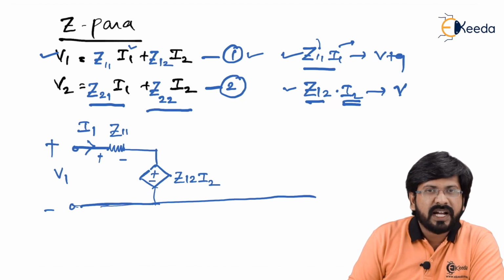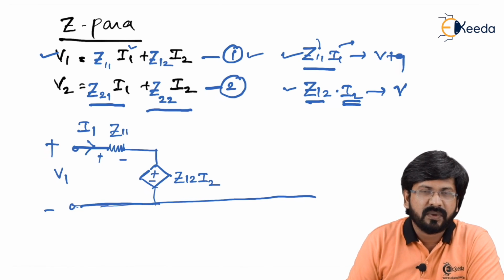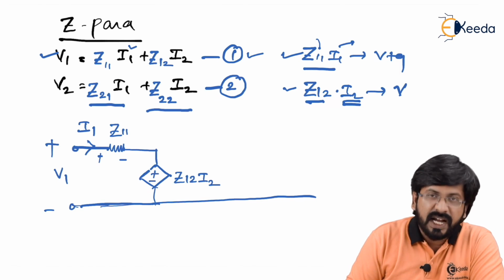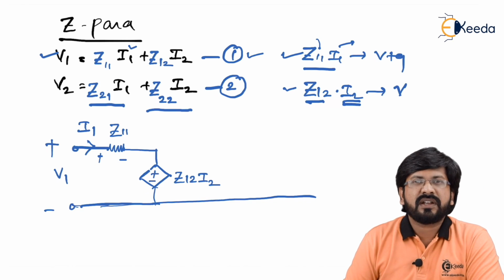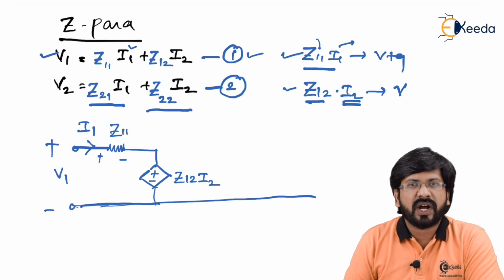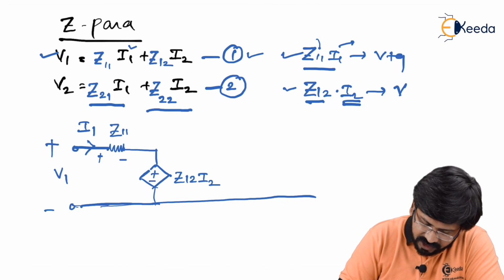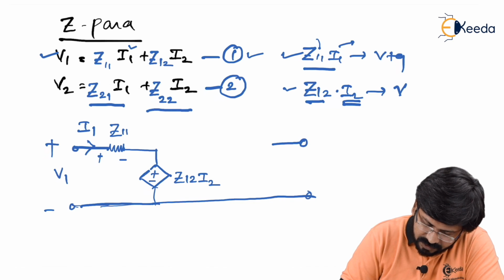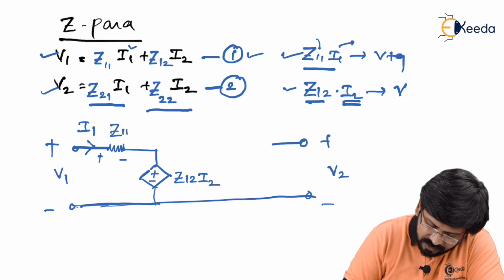See, Z22 times I2, it's something that I can show in port 2 because port 2 has current I2. Whereas Z21 times I1, I cannot show in port 2. Understand the situation. I1 is something which you cannot show at port 2 because I1 belongs to port 1. That's the reason why I can now say like this, plus minus V2, which is nothing but this. Impedance I can show as Z22. I2 is a current which is flowing through this, having polarity plus minus.